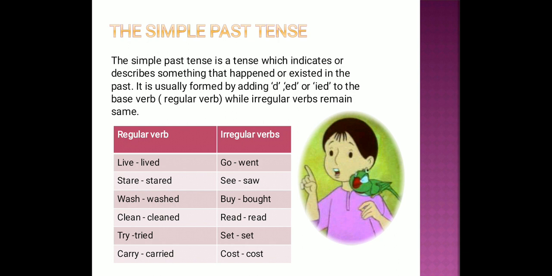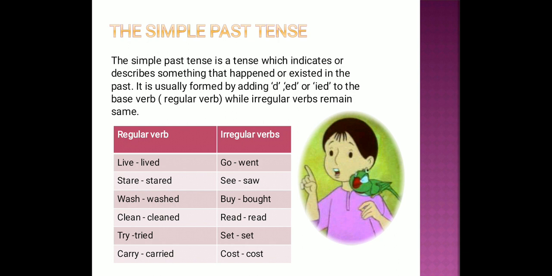Simple past tense. The simple past tense is a tense which indicates or describes something that happened or existed in the past. So simple past specifically talks about something that happened and finished in the past. We can talk about an action or an event or a situation that started and ended in the past.